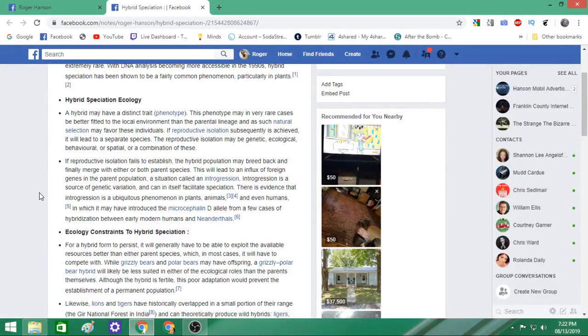Hybrid speciation ecology. A hybrid may have a distinct trait, a phenotype. The phenotype may, in very rare cases, be better fitted to the local environment than the parental lineage, and as such, natural selection may favor these individuals. If reproductive isolation subsequently is achieved, it will lead to a separate species. The reproductive isolation may be genetic, ecological, behavioral, or spatial, or a combination of these.